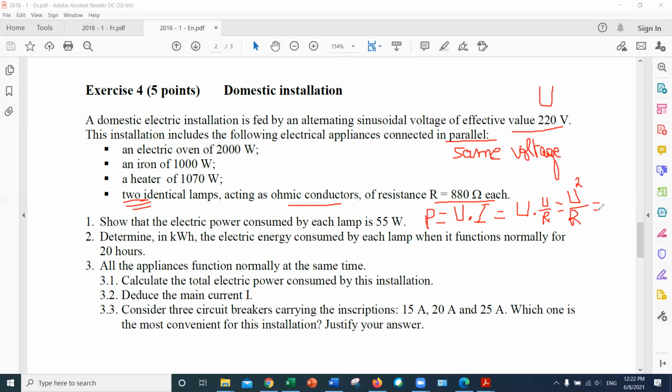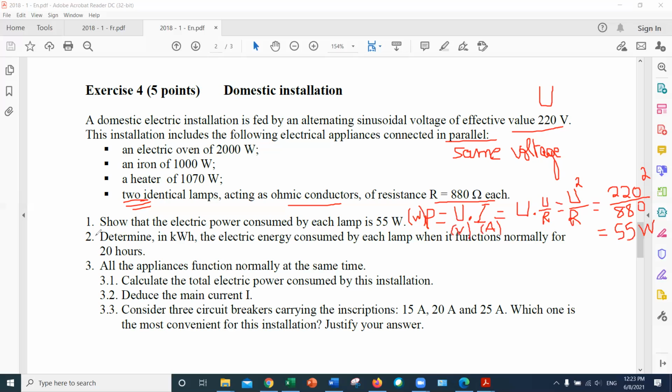U applied is 220 volts square over resistance, which is 880 ohm. And the final answer, you have to do it on your calculator: 220 square divided by 880, and the answer is 55. The power is expressed in which unit? Watt, volt or ampere? Of course it is watt. Don't forget: voltage is in volt, current is in ampere, and finally power is in watt.